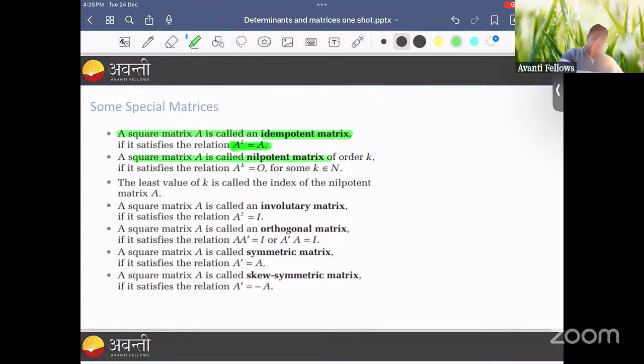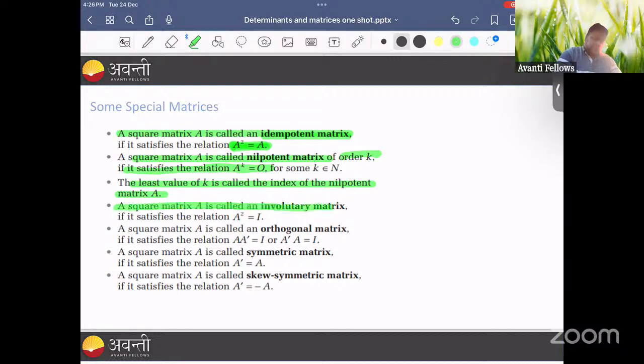Now, another definition is nilpotent matrix. A matrix is called a nilpotent matrix if it satisfies the relation that A to the power k is a null matrix. And in that case, the least value of k is called the index of the nilpotent matrix.